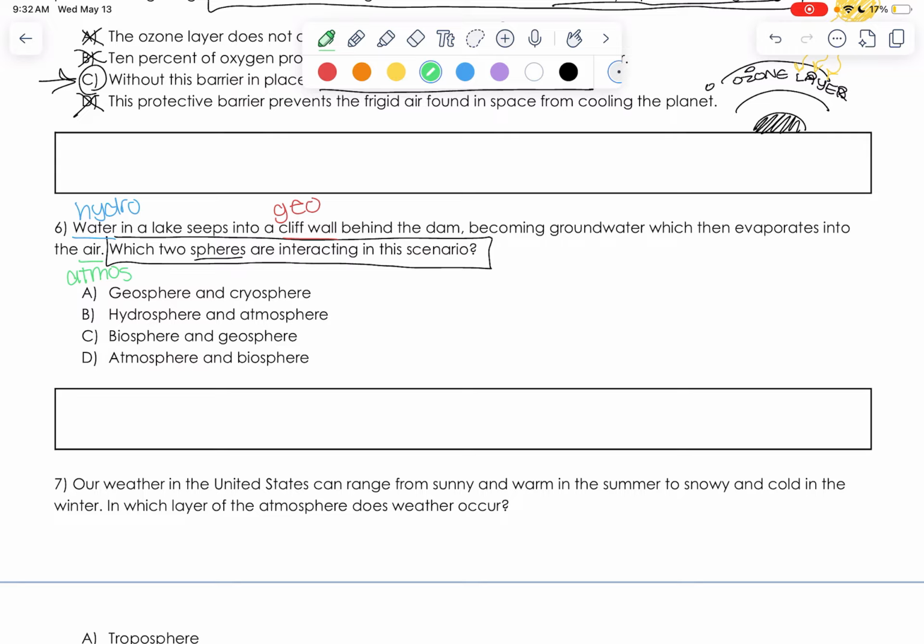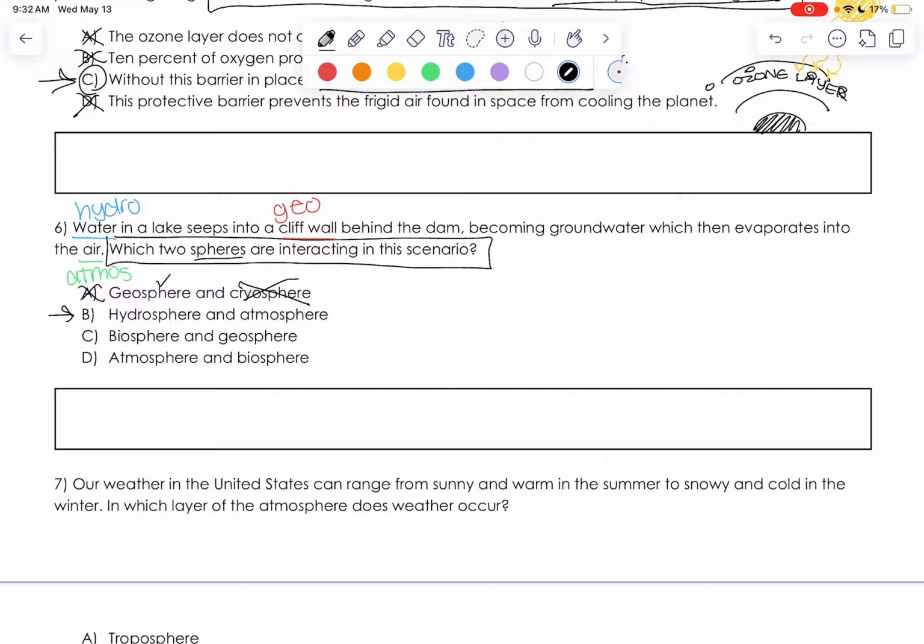So I see 3. We only want an answer choice of 2. Let's see if we can work it out. A says geosphere, good. Cryosphere, there is no cryosphere here. A is wrong. B says hydro and atmosphere. We have both of those, so that's a good answer.